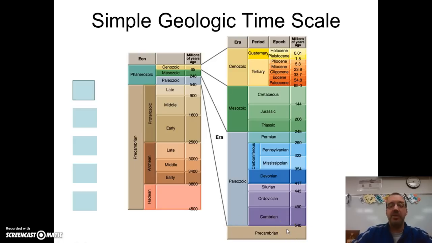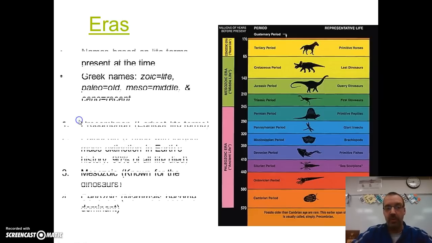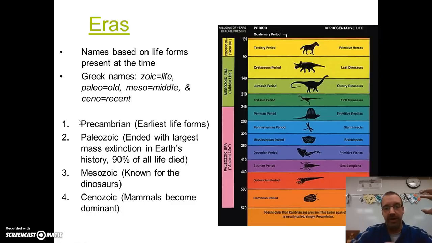Why? Well, that's because we didn't have significant multicellular life at that point. So when we talk about eras and the complexity of life forms, it makes sense to lump the first 4 billion years into one subunit. So that's why we have the Precambrian. We have the earliest life forms, and you see it's not even represented on this geologic time scale.